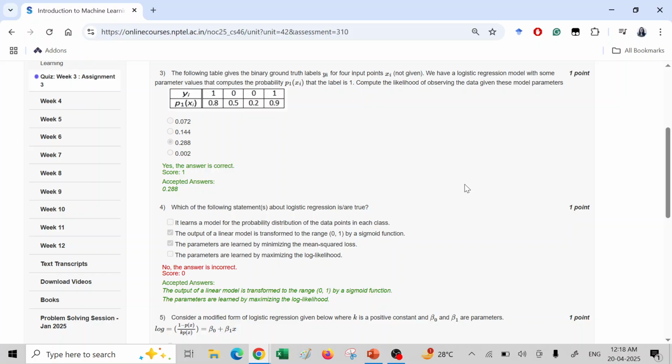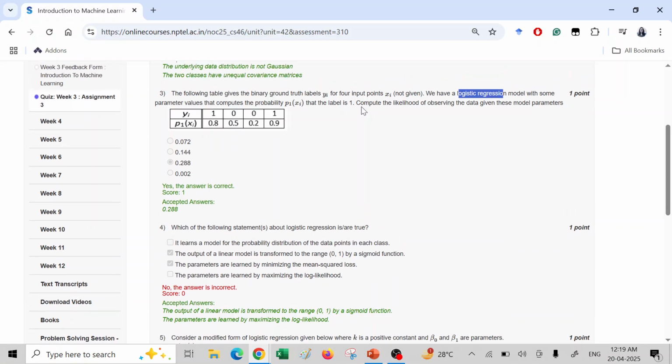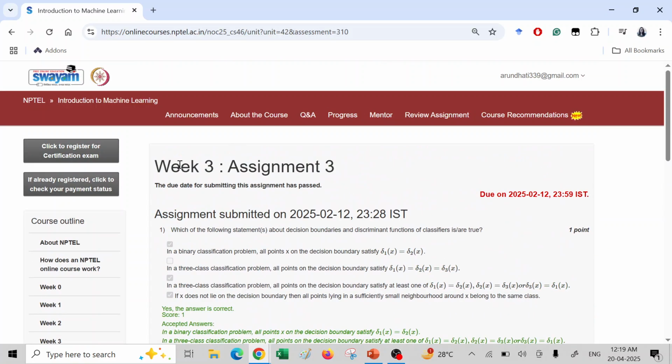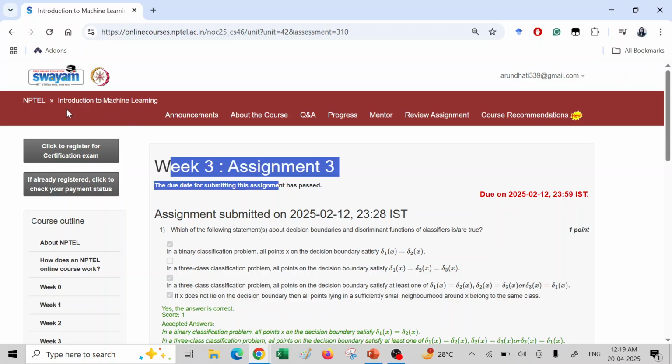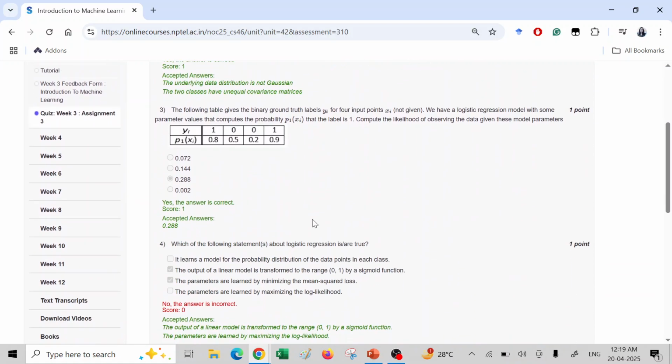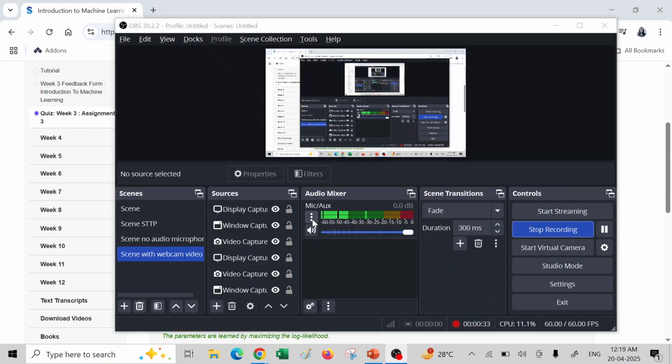Everyone. Today I am going to discuss this particular numerical on logistic regression. I will discuss some likelihood or probability regarding this logistic regression problem. This is a standard problem given in week 3 of the NPTEL course Introduction to Machine Learning.